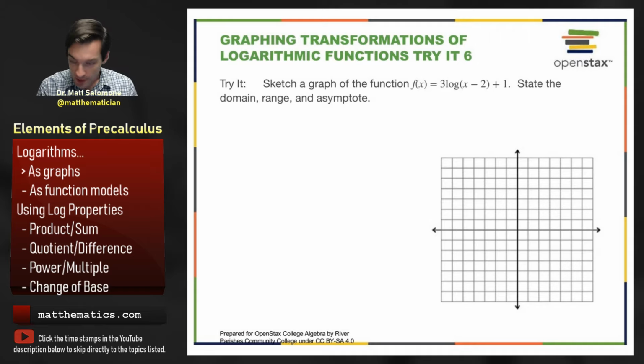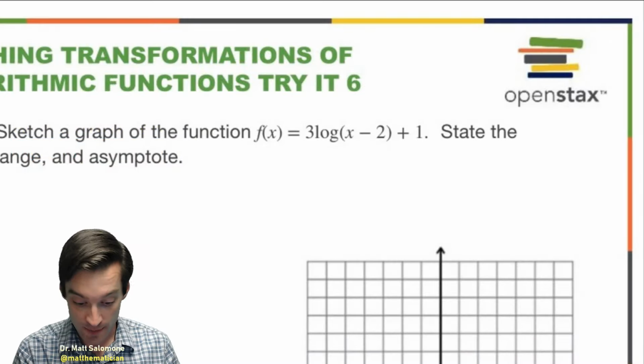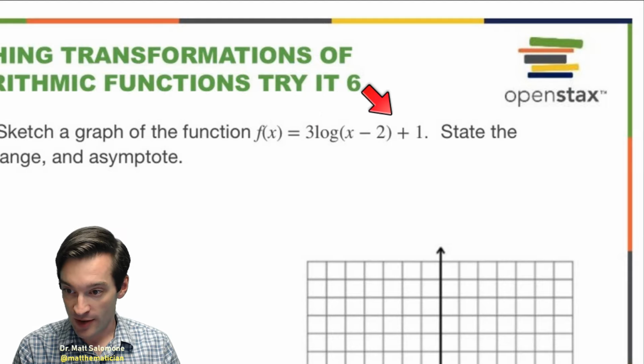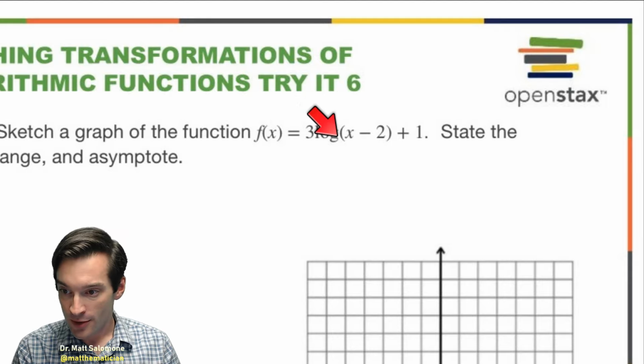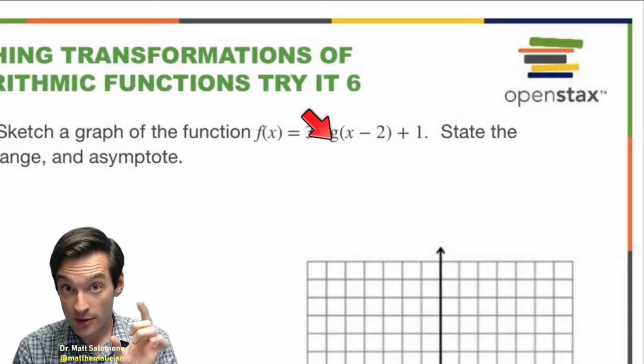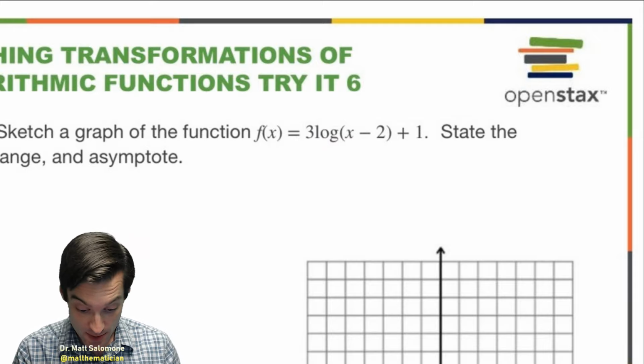What I want to do is start with this example. In this example, we're asked to sketch the graph of this logarithmic function, f(x) = 3 log(x - 2) + 1. The first point that I want to make about this particular example is to focus quickly on the form of the logarithmic expression we've been given here: 3 times the log of x minus 2. Notice that there's no base written underneath this logarithm to tell me what the base of that logarithmic expression is supposed to be.